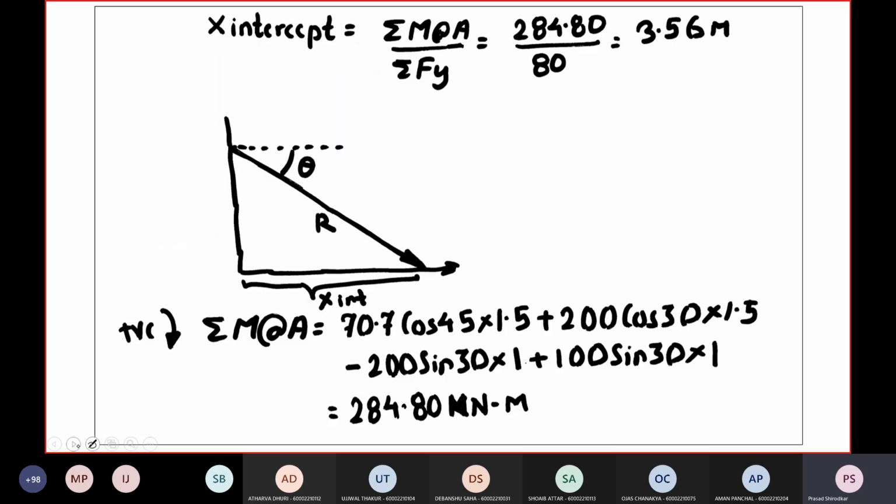So this is your resultant and this is the x-intercept. This is how you construct the line. Any questions? Let's do a few more.